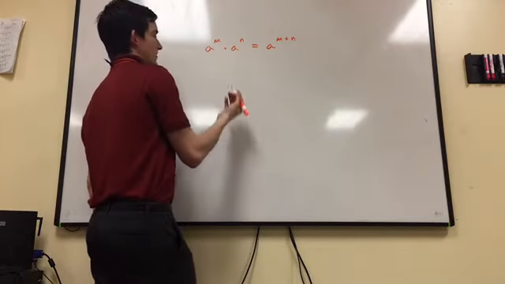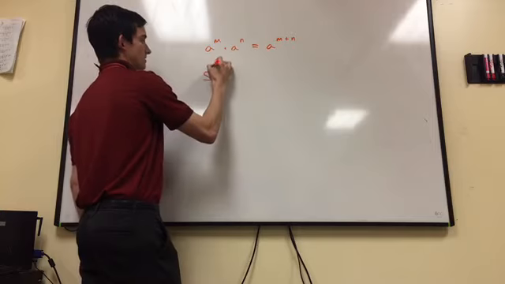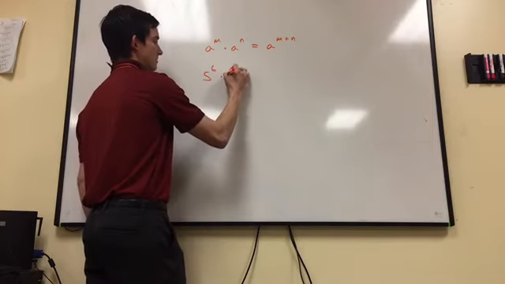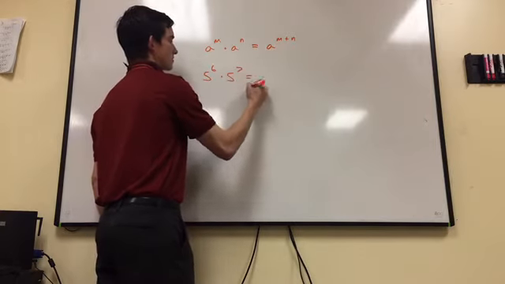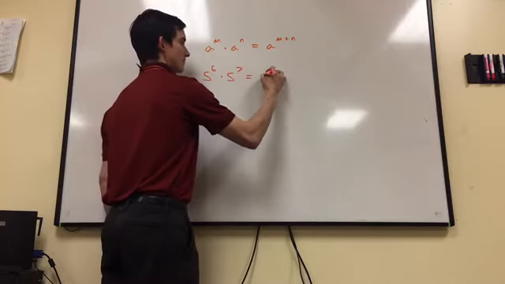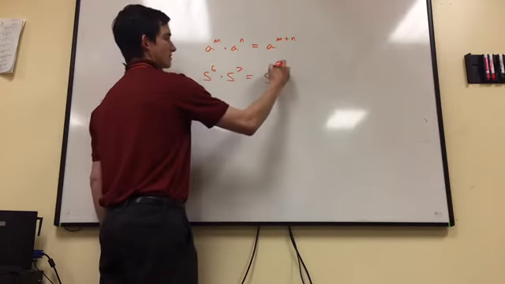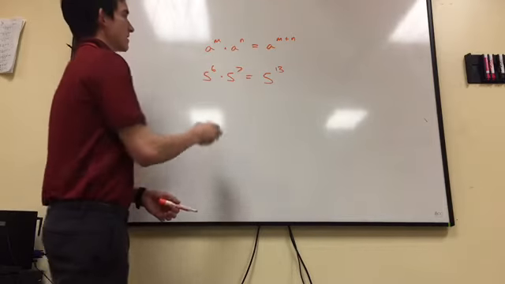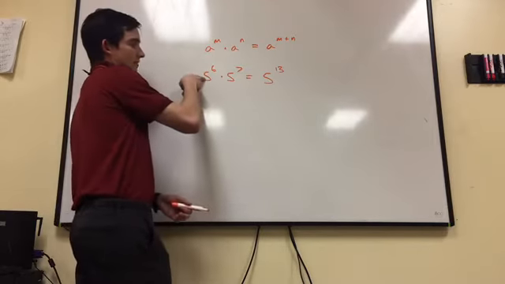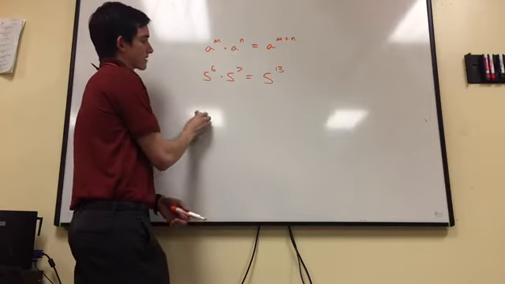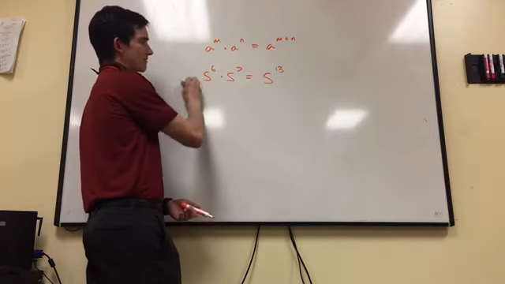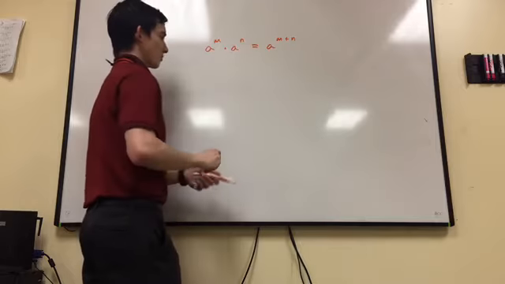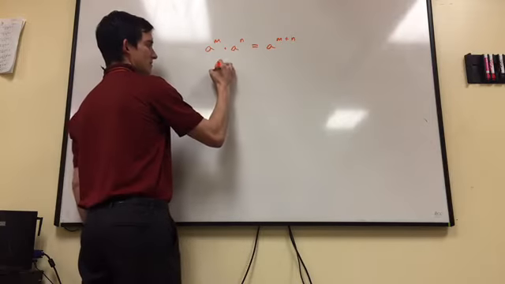So, for example, 5 to the 6 times 5 to the 7th equals, notice the same base, 5 to the 6 plus 7. 6 plus 7 is 13. And more often than not, you're not going to have a 5, you're going to have a variable or something like that. But all that matters is that you have the same base. So there's one rule.